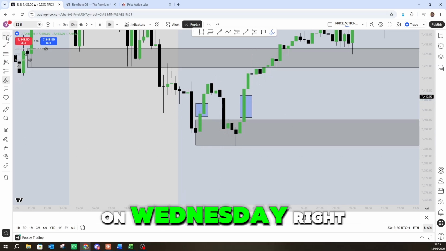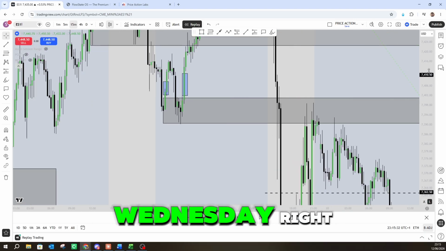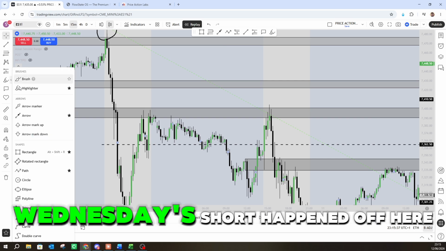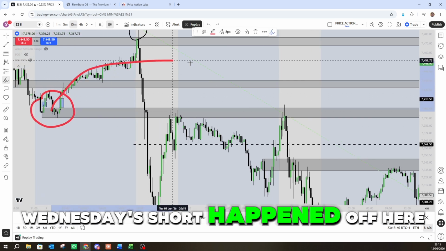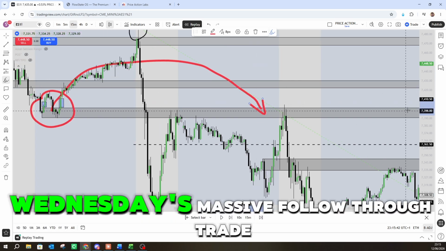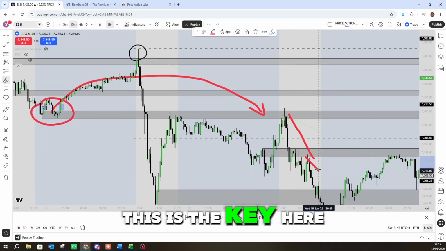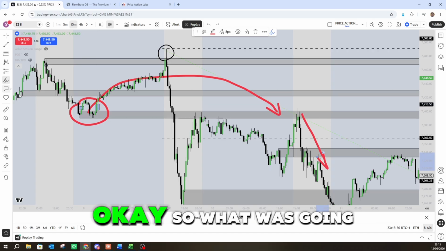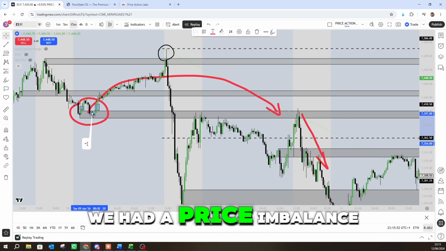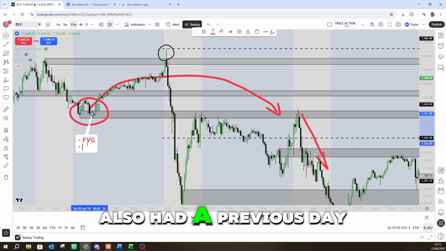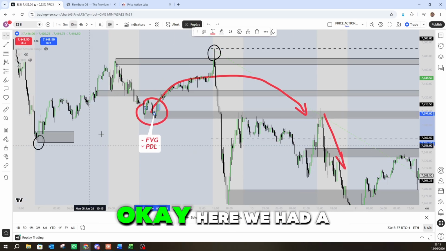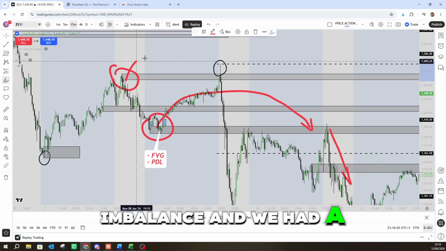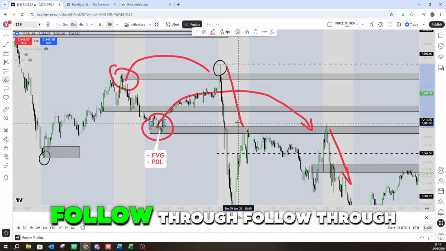Now, what do you notice on Wednesday? If you take this from Tuesday and Monday, and you go to Wednesday, Wednesday's short happened off here. Wednesday's massive follow-through trade, and follow-through is the key here, happened from a previous day low key level. So what was going on here? We had two things: a price imbalance, or an FVG, and a previous day low. Here we had a price imbalance up here. Here we had a price imbalance, and we had a previous day high.